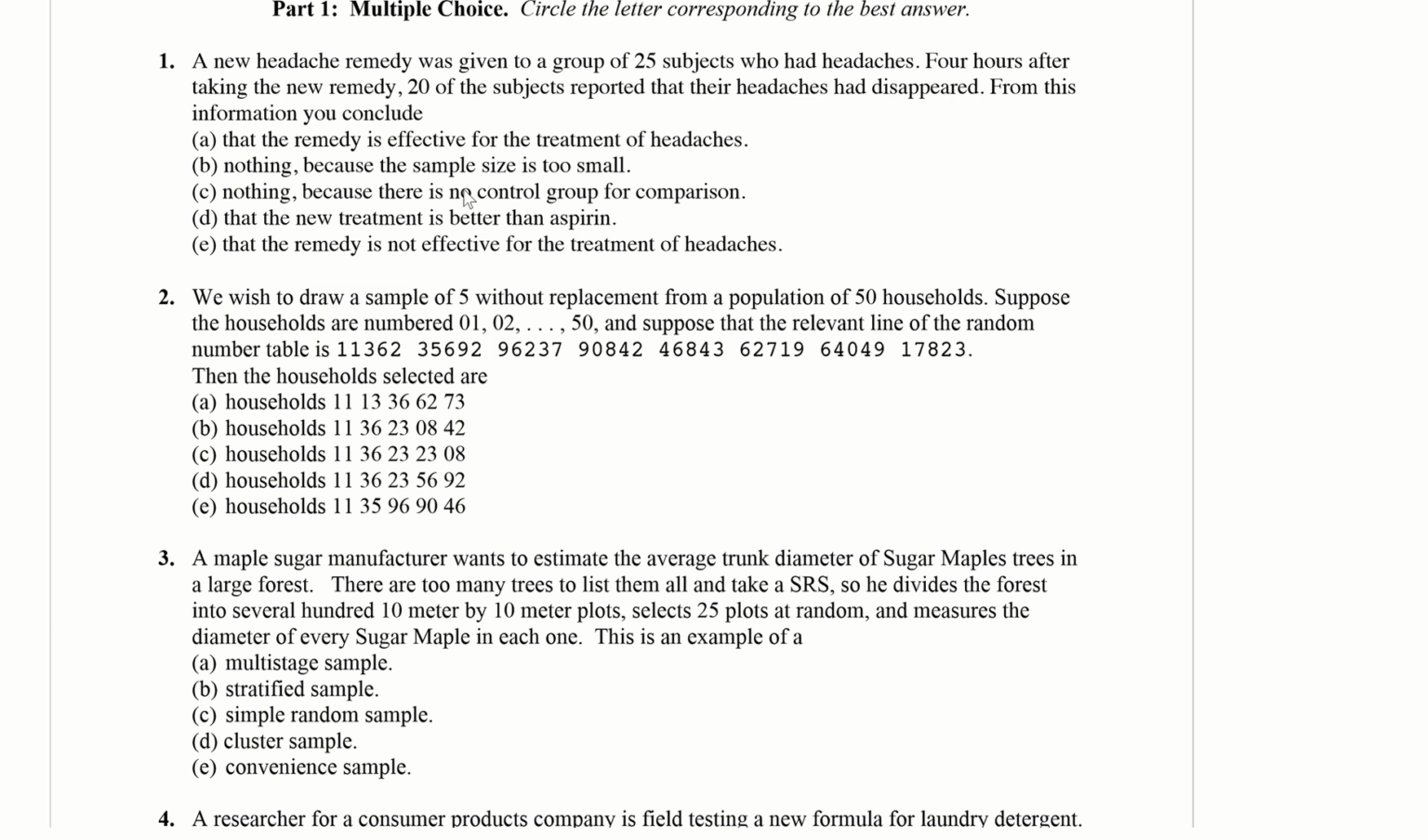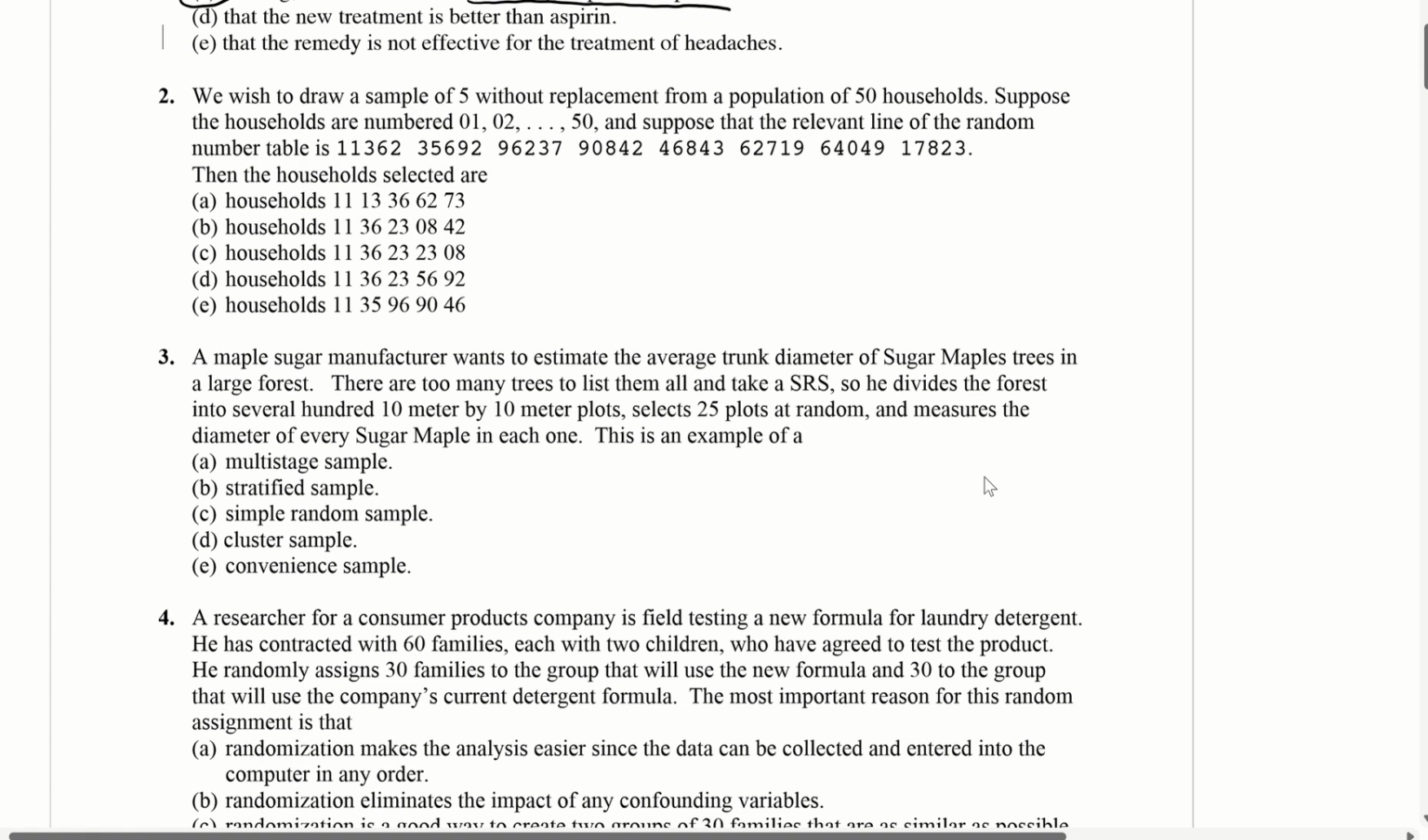Nothing because the sample size is too small. That's not necessarily the case. For this example, it says nothing because there's no control group. So there's nothing to compare to. So it's got to be C. The new treatment's better than aspirin. Again, we don't know because we didn't compare it to aspirin, right? So what if we had an aspirin group or a placebo group, right? We can conclude that we can't conclude anything from this little study.